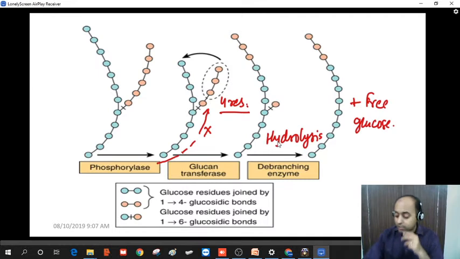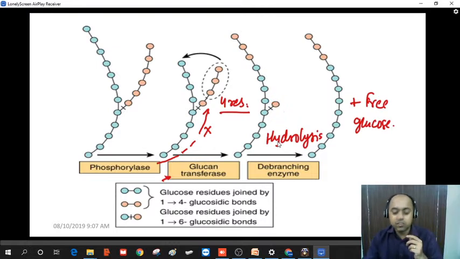So what happens? The glucan transferase comes into play and it removes the last 3 residues. It removes the last 3 from 4. As you can see, the last 3 residues have been shifted from here to the chain, and now the branch site will get exposed. The branch site has gotten exposed and we cleave the branch.